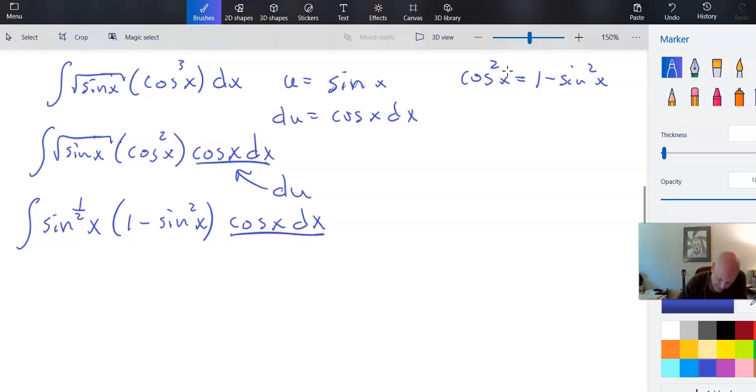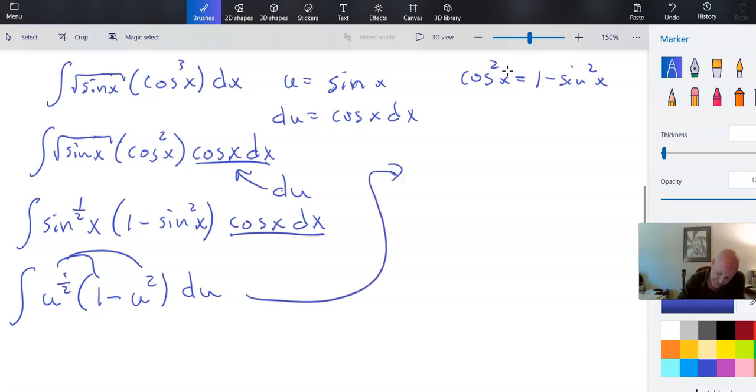So now I think we can make all of our substitutions. I have my du here. I have u, and then sine x is u. So let's take a look now. So this is now u to the 1/2 times 1 minus u squared du. Well, at this point, I'm just going to distribute, right? If I distribute this, I'll be able to just take the integral term by term. So this is now the integral of u to the 1/2 minus, and since we're going to be adding exponents, that's going to make it 5/2, u to the 5/2 du, right? And so now I can just take it term by term.